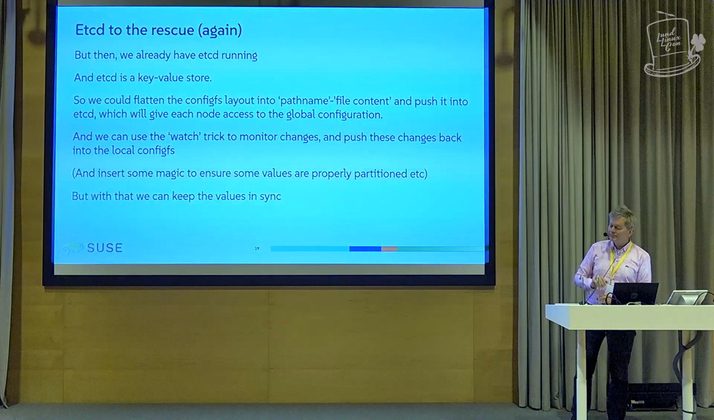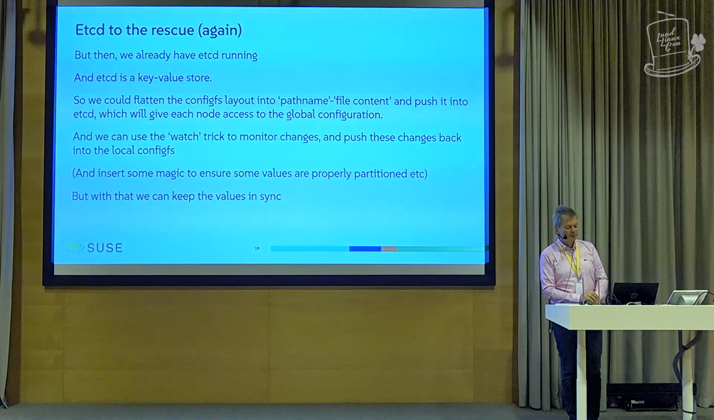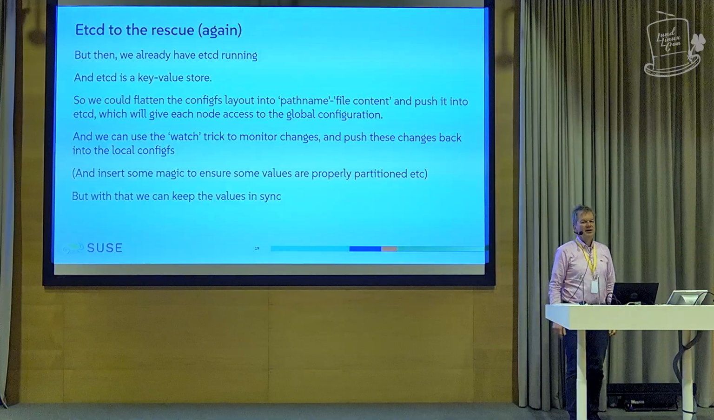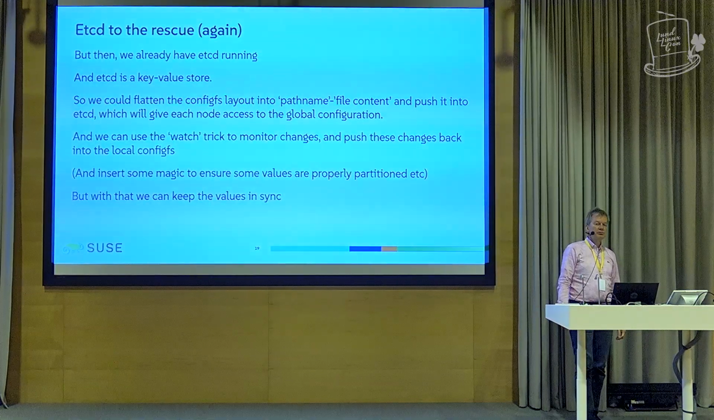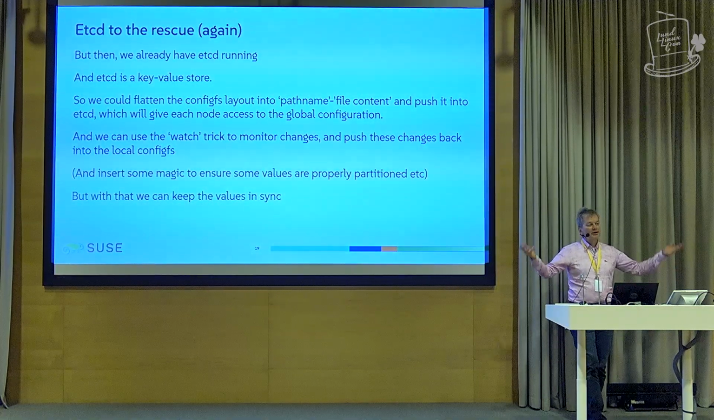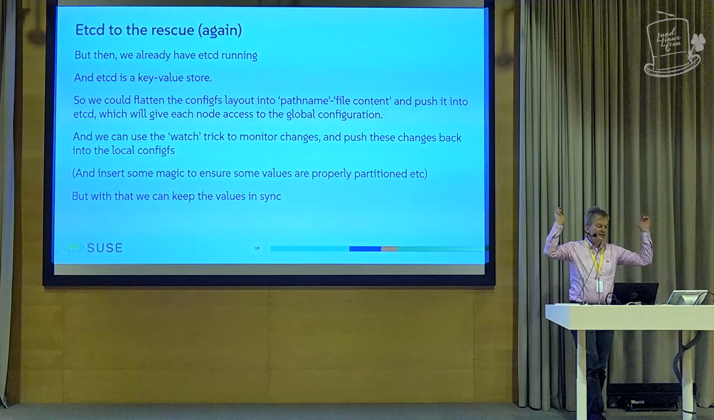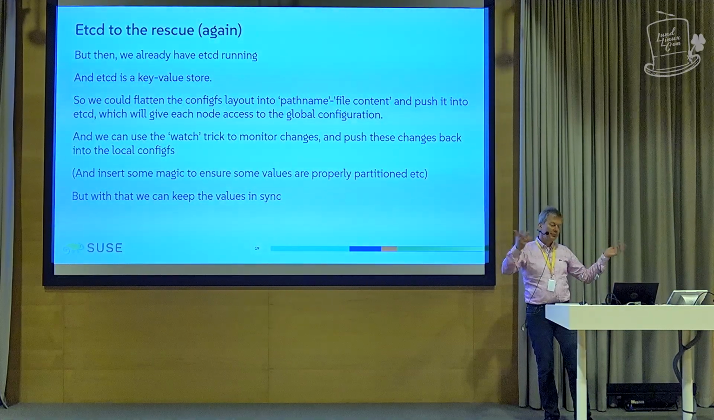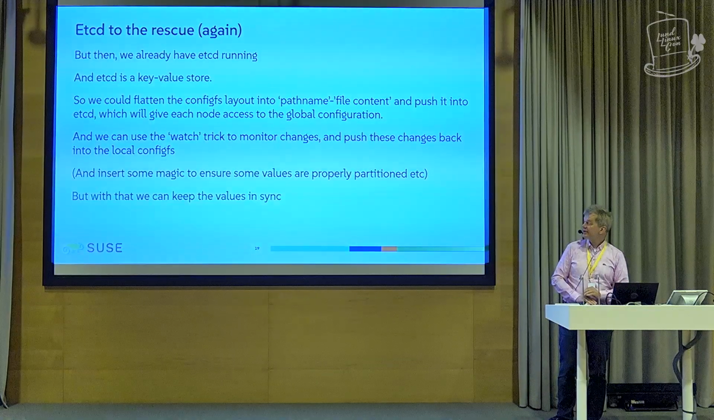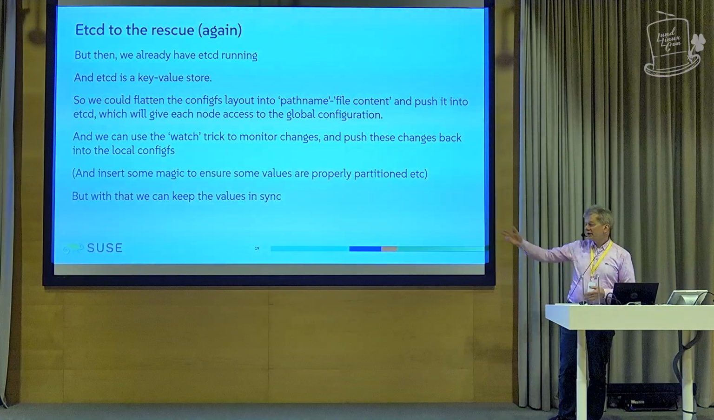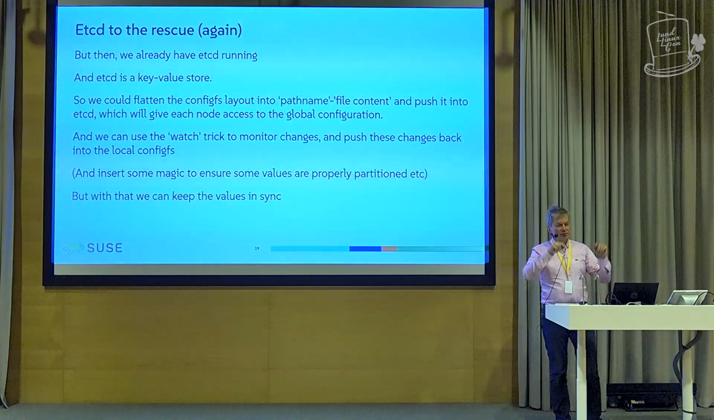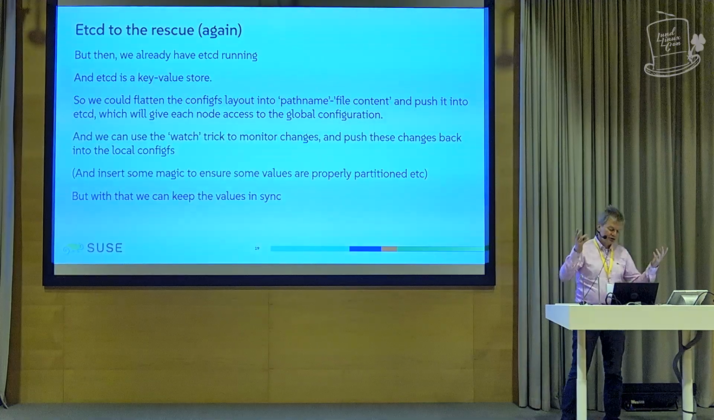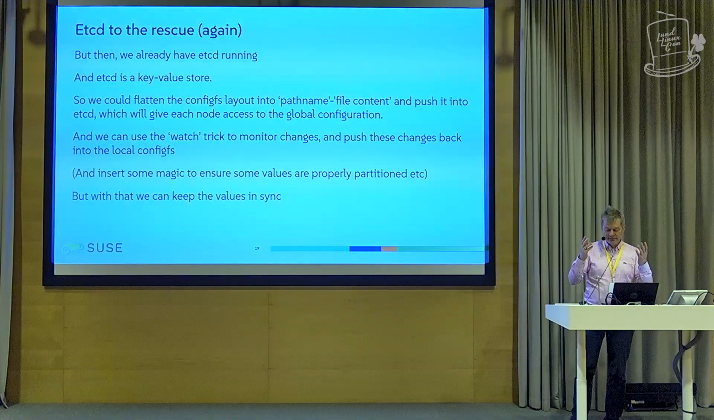So we can use that to synchronize all these values. And the really neat thing is that we can flatten out the config.fs hierarchy to become a key value store and just push all values from config.fs up into etcd, such that etcd has a direct copy of the contents of config.fs. And of course, insert some magic here to ensure that all the partition values are correct, as you do. And then these values are in sync.